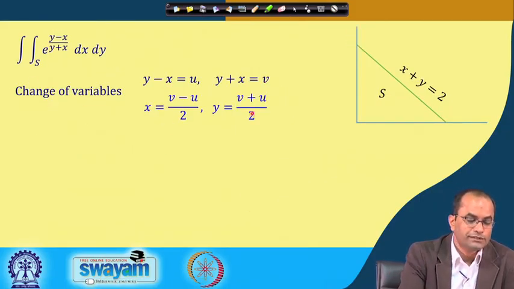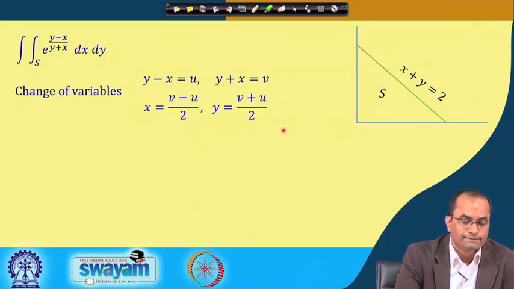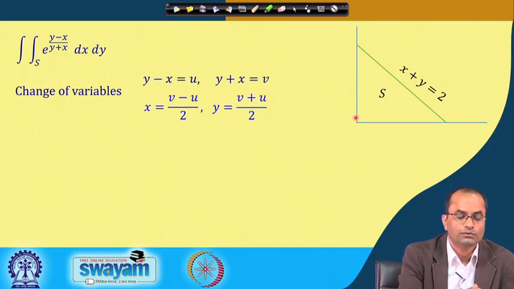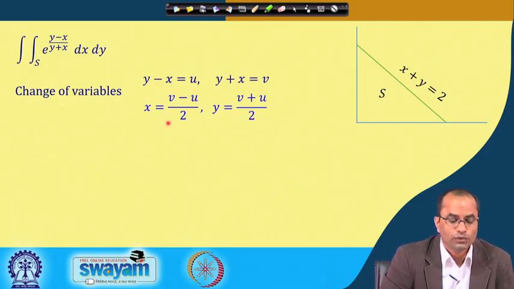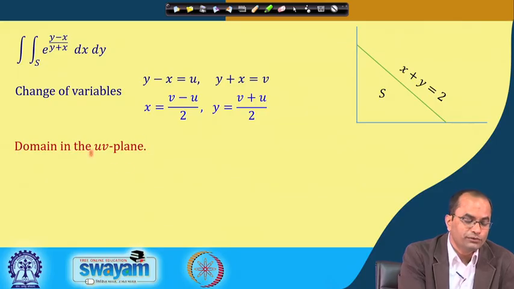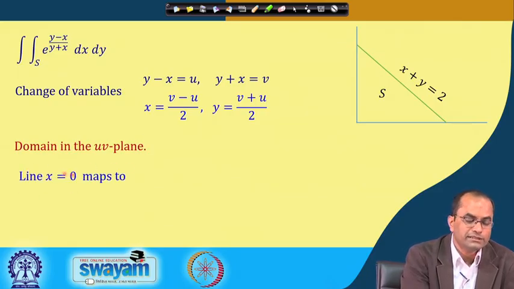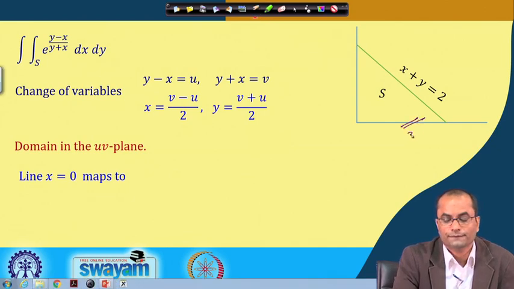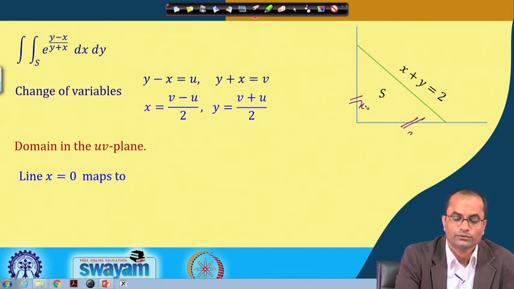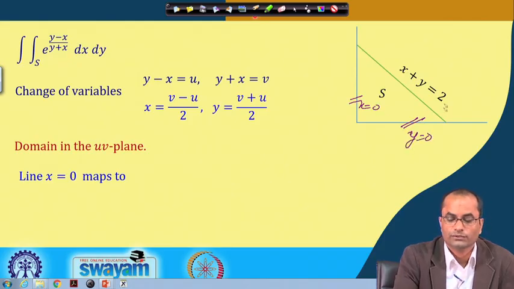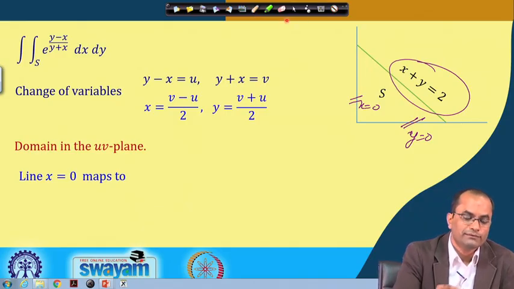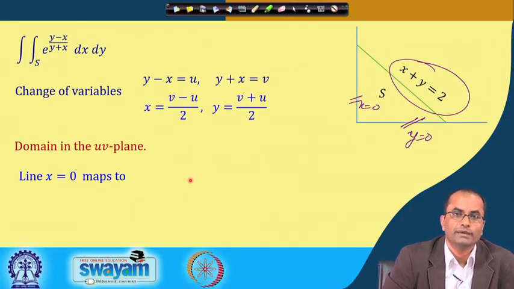So, now this change of variable, we have to see now the domain, the new domain here corresponding to the new variables u and v. So, the domain for the u and v plane would be, because we have this line x is equal to 0, and we have this y is equal to 0, and we have this line already x plus y is equal to 2. So, having this, we have to see the new domain now in terms of variables u and v.